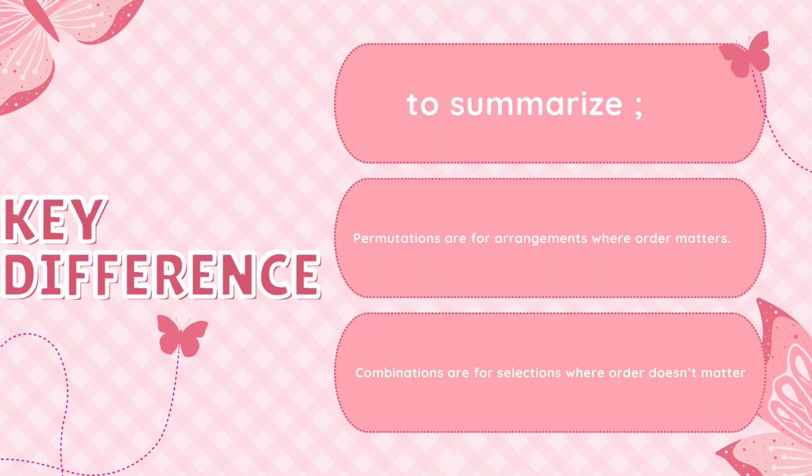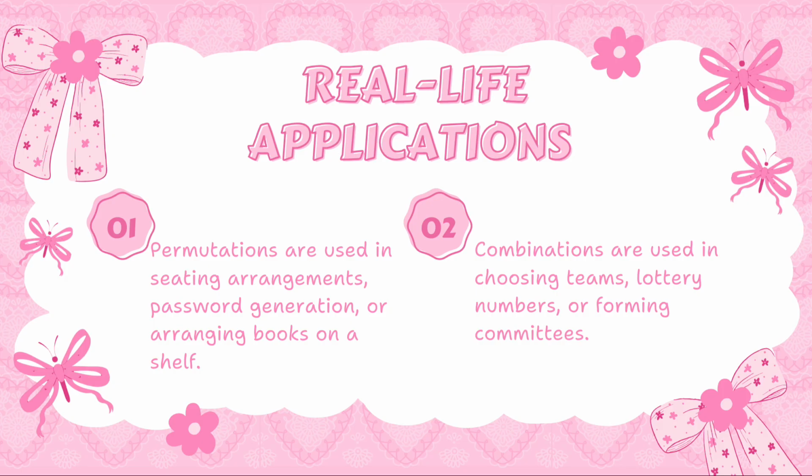Now let's go to key difference. To summarize, permutations are for arrangements where order matters. Combinations are for selections where order doesn't matter. These are the real-life applications. Permutations are used in seating arrangements, password generation, or arranging books on a shelf. Combinations are used in choosing teams, lottery numbers, or forming committees.